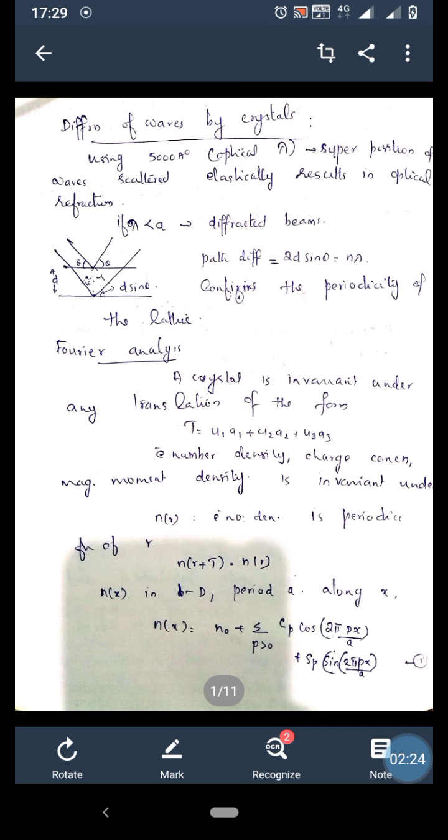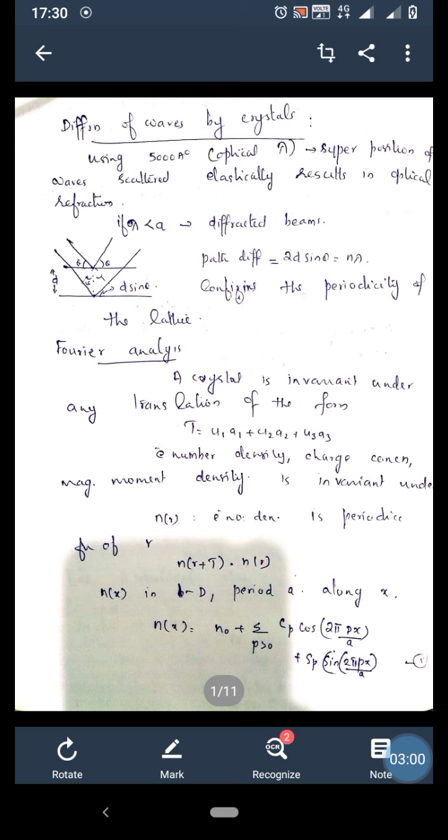Suppose n of r represents any property of the crystal. If you assume it is the electron number density, then it will be periodic with a period of T. That is, n of r plus T will be equal to n of r. It is a periodic function n of r, we can say. Before considering the three-dimensional case, first of all we are considering the one-dimensional case. In that case, suppose we take it as n of x, with the period a.